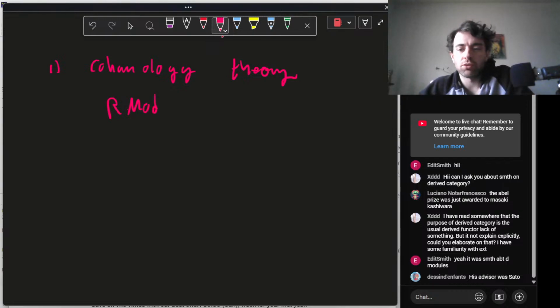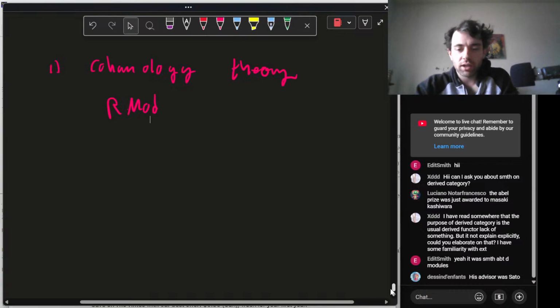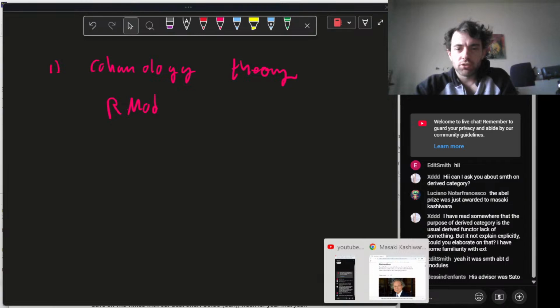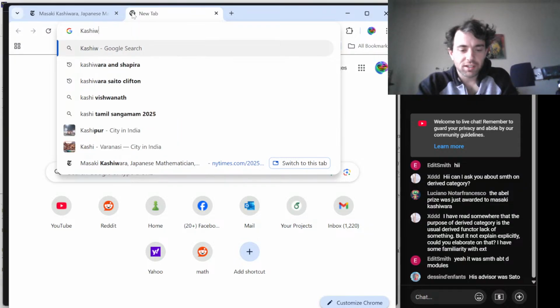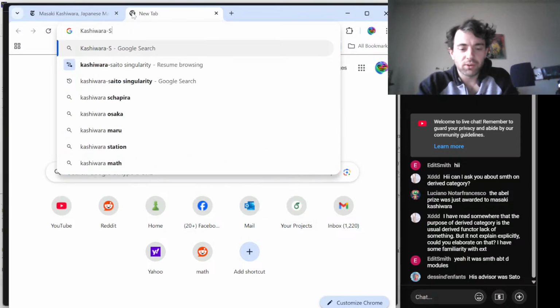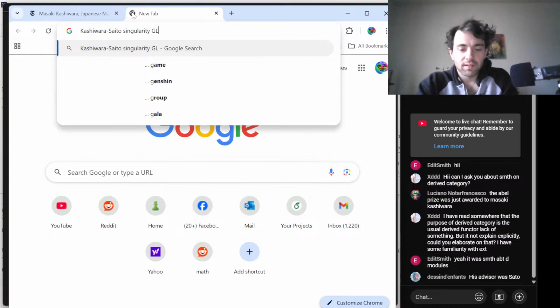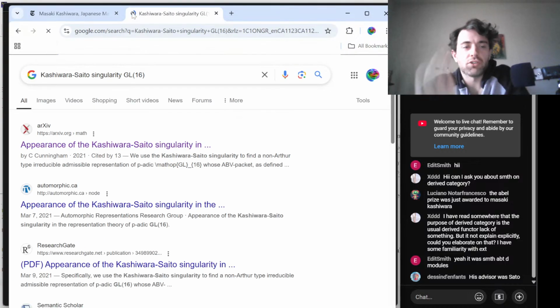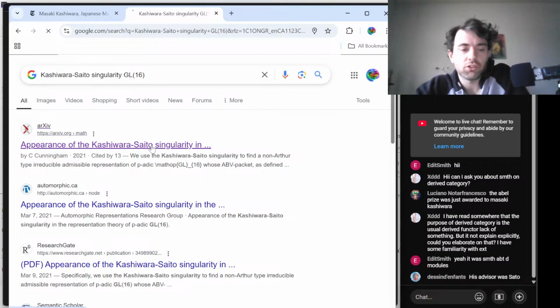Yeah, his advisor was Sato. Yeah, Kashiwara Saito. Sorry to get sidetracked here for a second, but there's something called the Kashiwara Saito singularity. They sort of did it independently. It's just some sort of geometric thing to show that there's this special kind of singularity.